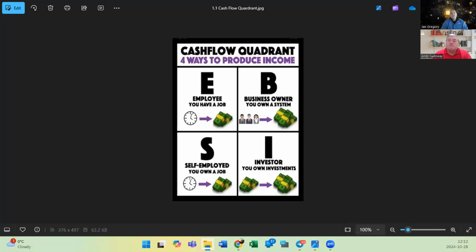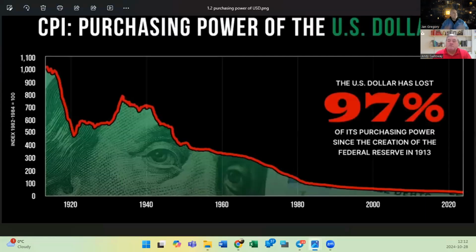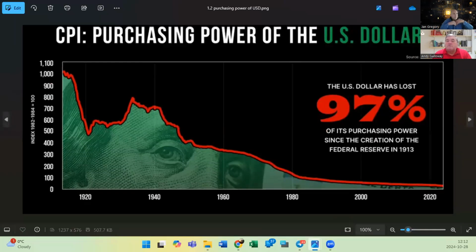But before we talk about assets, who wants to stay as an employee for the rest of their life making the dreams for someone else? Or would you like to bypass that and become an investor? Would you like to have your money working for you? Feel free, put it in the chat.